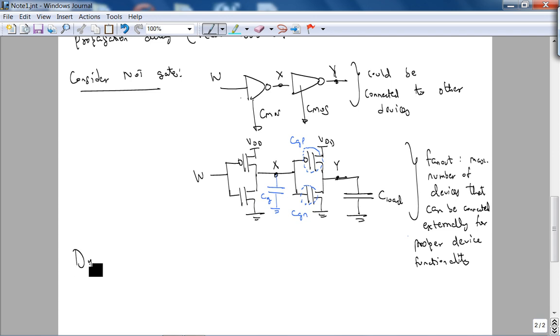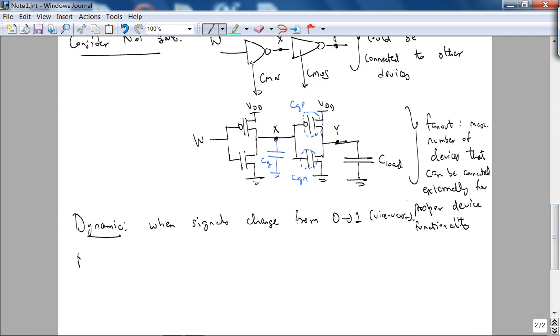what is first of all meant by dynamic? We haven't really talked about that. Dynamic is basically when signals are changing. In our case, when signals change from 0 to 1 and vice versa, that is from 1 to 0.